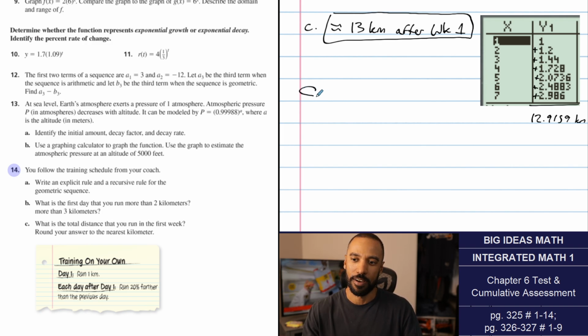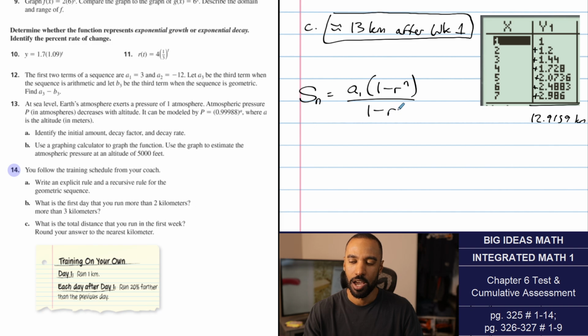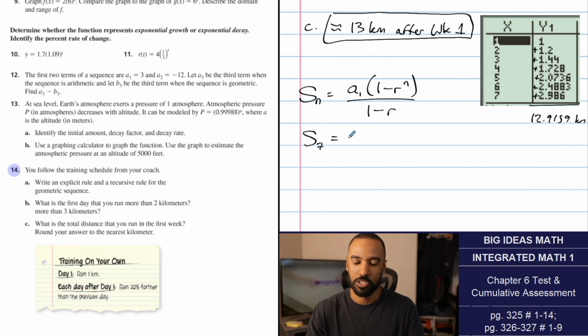There's a formula to find the sum of the first n terms of something. You take the first term, multiply it by 1 minus the common ratio to the nth power, that being the number of terms, over 1 minus the common ratio, like that. A little crazy looking. So the sum of the first 7 terms, you take 1 times 1 minus 1.2 to the 7th power, all divided by 1 minus 1.2.